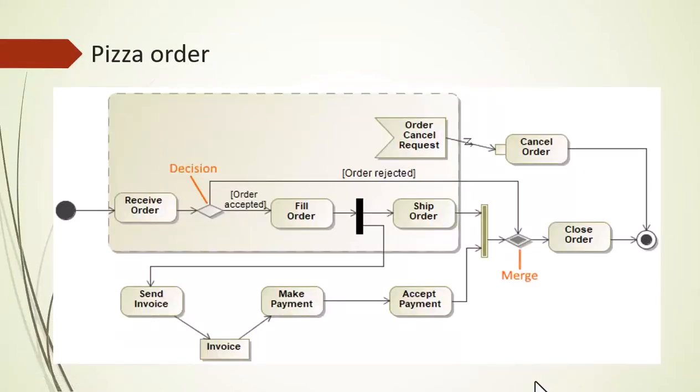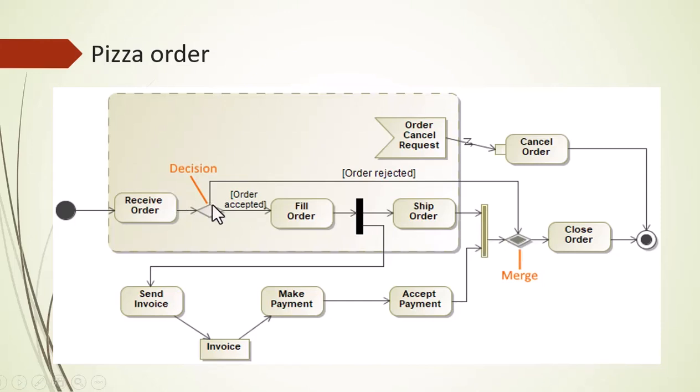This is the example of a pizza order. Start, activity one is receiving the order. A decision is taken, either accept or reject. If it is accepted, we fill the order. And then we have two concurrent processes. If the order is filled, it is placed, ship order, and the parallel activity is send invoice. This is the action, and this is the activity. Invoicing, make payment, and accept payment. These two parallel activities are combined using this fork. So ship order and payment receipt are attached, and then merging occurs.